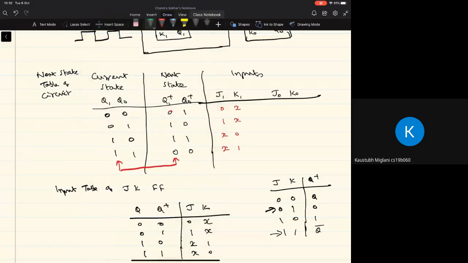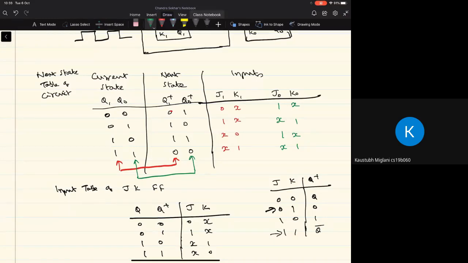The other flip-flop is Q0 to Q0 plus. So it's 0, 1, right? 0, 1 is 1x. 1, 0 is x1. 0, 1 is again 1x, right? And 1, 0 is x1, right?